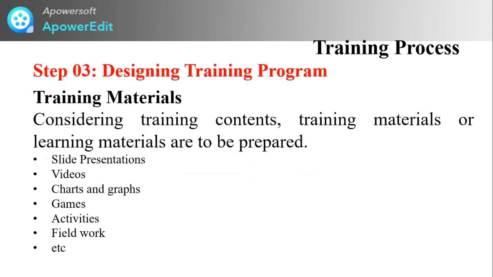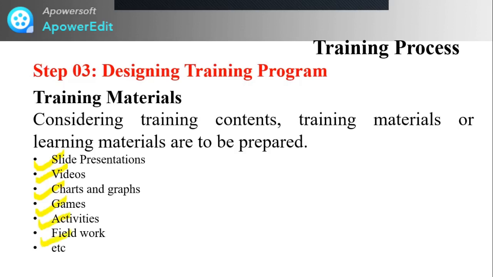Second one, training materials. During the training program, what are the things we use as material? Considering the training content, learning materials are to be prepared. We can use several training materials like slide presentations, videos, charts and graphs, games, different activities, field work, or group work as teaching material. Under designing the training program, we have to consider training materials.